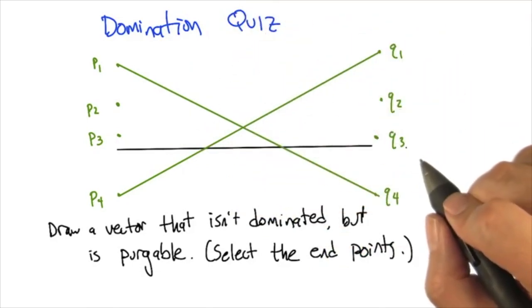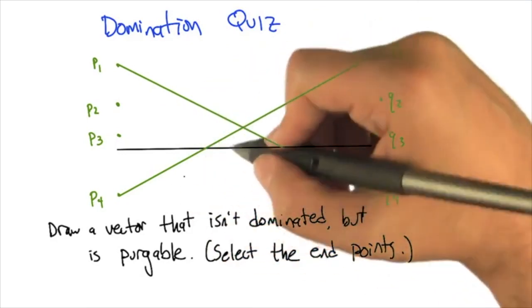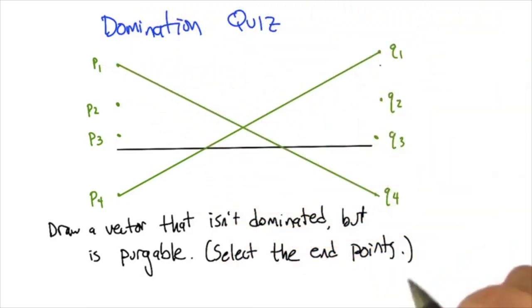So it needs to be a vector that's not dominated by either of these vectors, but doesn't actually come up above the max of these vectors. Okay. I think I can do that. Cool. This will help you think about these kinds of linear functions.